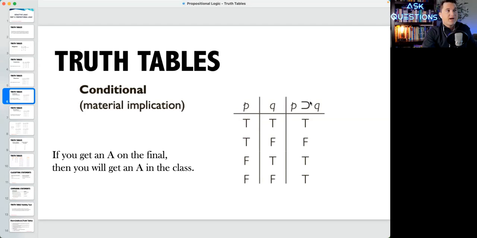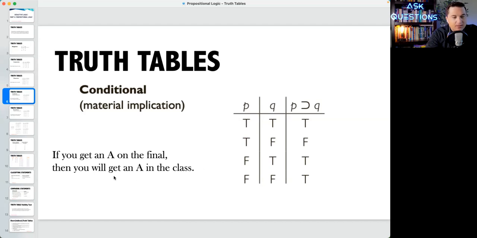And if it's compound, then that assignment will go to the main operator, the main connective. In this case, there's only one, this horseshoe. So again, if P and Q are both true, then the horseshoe is too, and that rhymes.